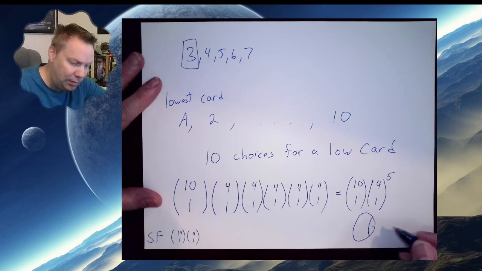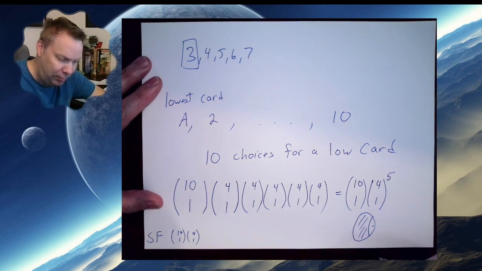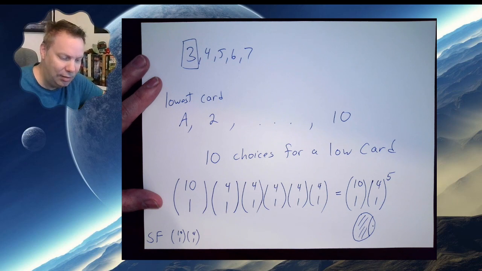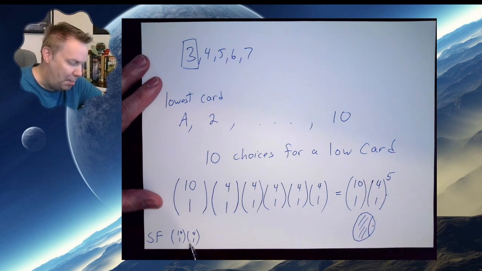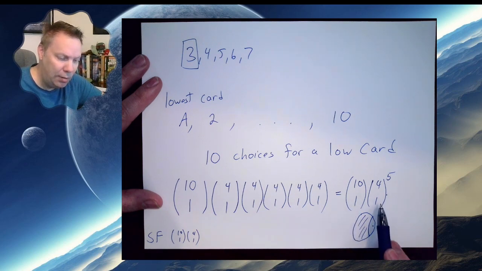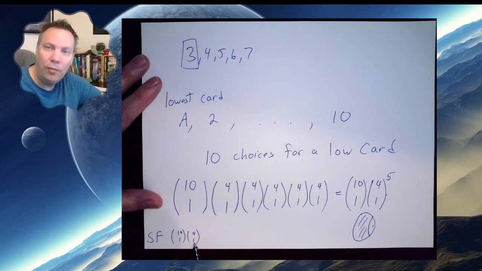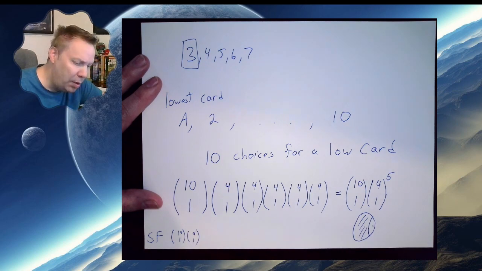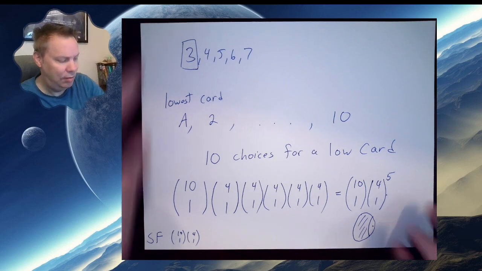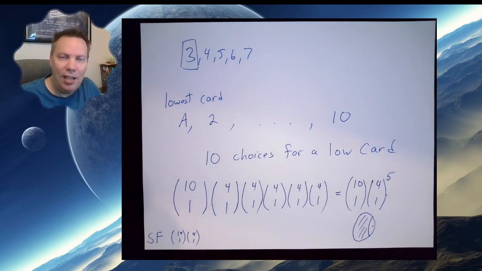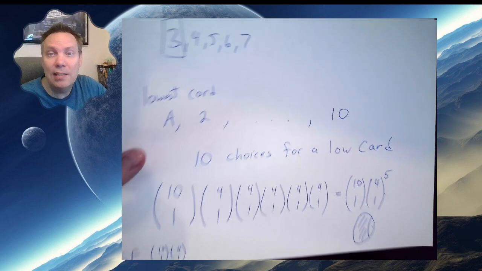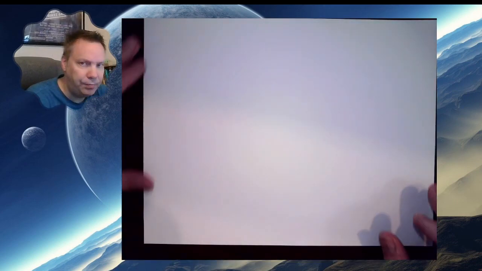So straights, just this part, just straights, is this number minus this number: 10 choose 1, 4 choose 1 to the 5th minus 10 choose 1, 4 choose 1. So the number of straights that we have is pretty much done. Now let's figure out the number of flushes. I'll write some of this down at the end of this video.